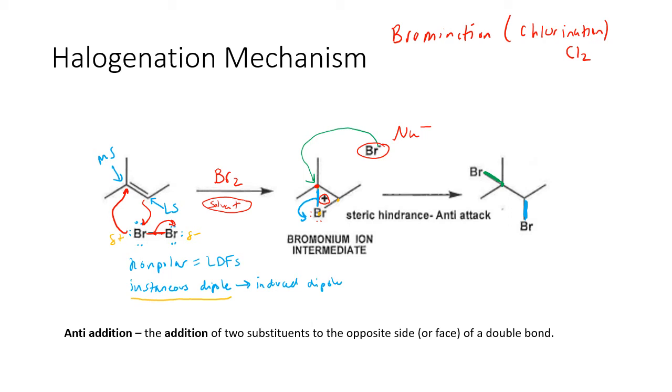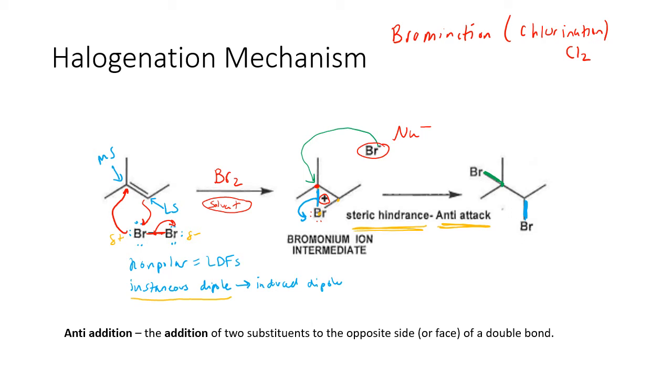And when it attacks, we say it goes through something called anti-attack. And this has to do with the steric hindrance of that bulky, rather large bromonium ion. So the bromide, the nucleophile, attacks from the opposite side or the opposite face that the bromonium ion is on. It does not attack from the same side.